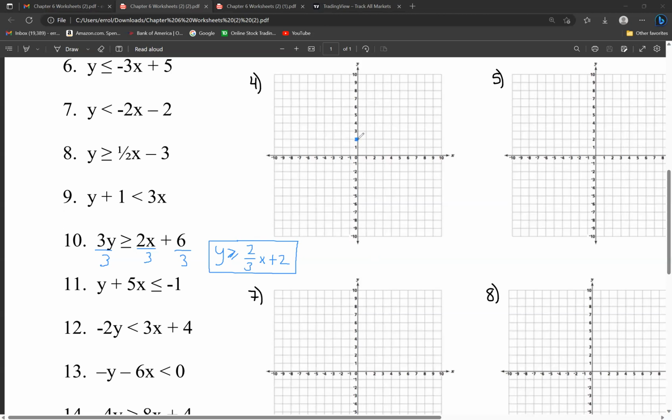It's up 2 and 3 to the right. Exactly. Up 2, 3 to the right. 1, 2, 3. All right. Above the line or below the line? Above the line. Why? Because it's greater than. Okay. And does it include the line or exclude the line? It includes the line. Good.